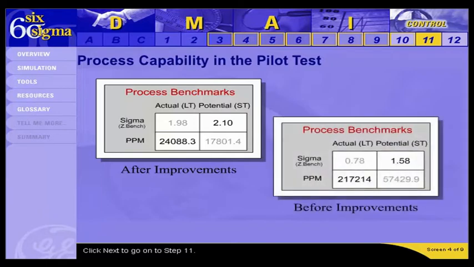And comparing those numbers to the original Z-bench scores for this loan application process, has the process improved? Yes, it has improved. There is an improvement of about a half sigma in the process capability, and most importantly, the defects per million opportunities has dropped from over 217,000 to around 24,000. This is statistical confirmation that in the pilot testing environment, the improvements made to the X's have had a positive impact on the Project Y. This report should be generated once again on measurements of the process and its full implementation for confirmation of the process improvement in the real world.